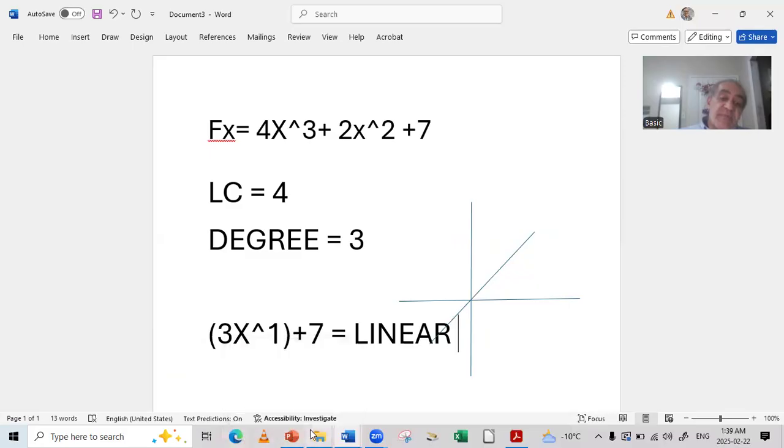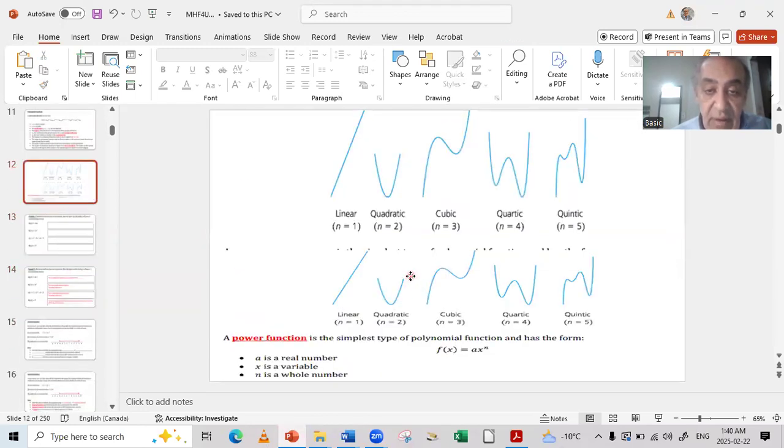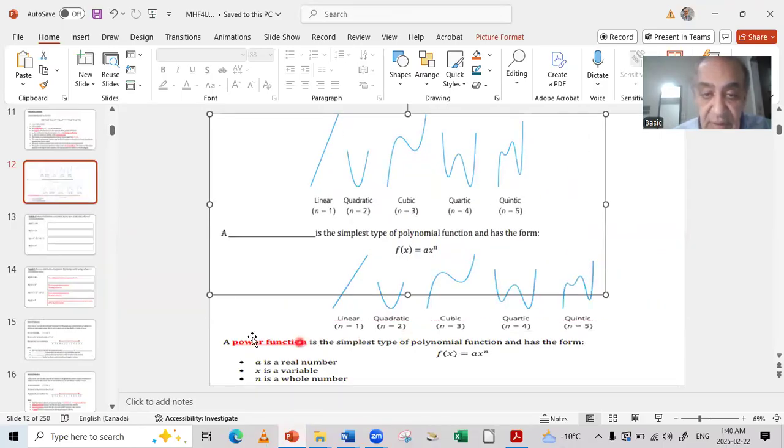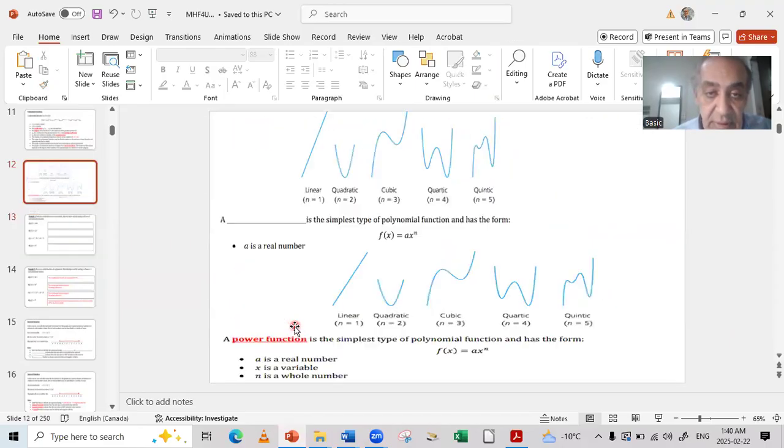We'll go to the second type of function, that is quadratic. Quadratic when n equals 2. In that case, let me just graph it as well. So for the quadratic, let's go here. If we have an example, that will be fine. So quadratic, if it is x power square.